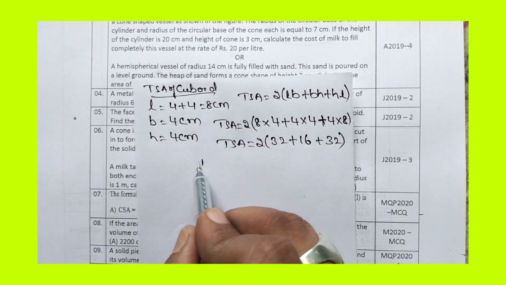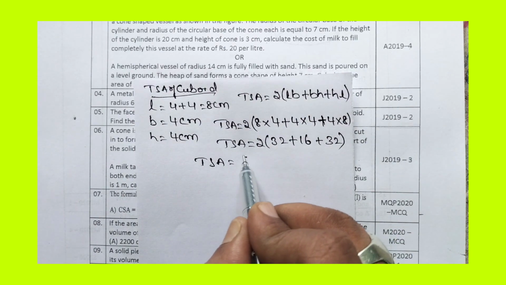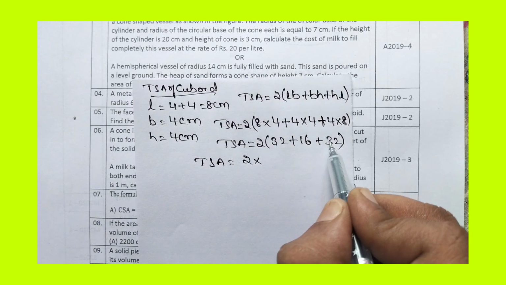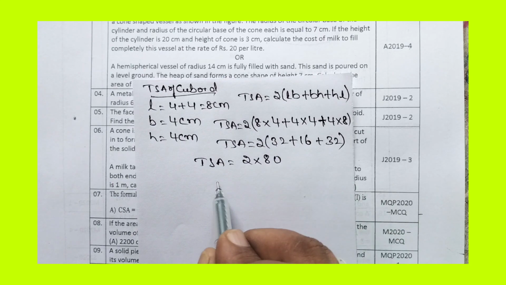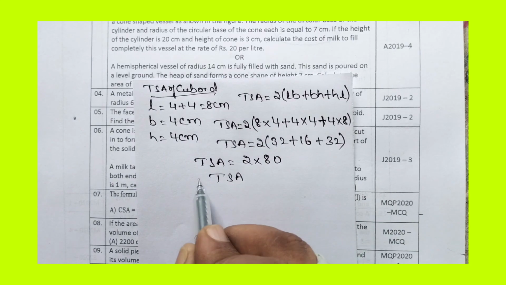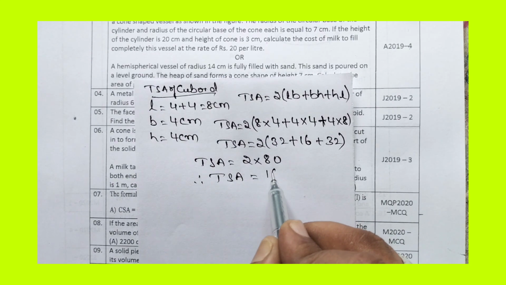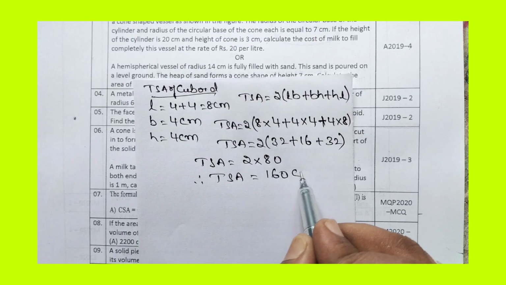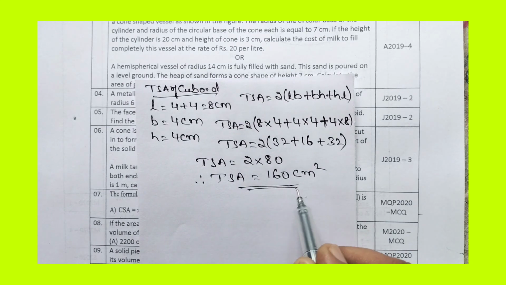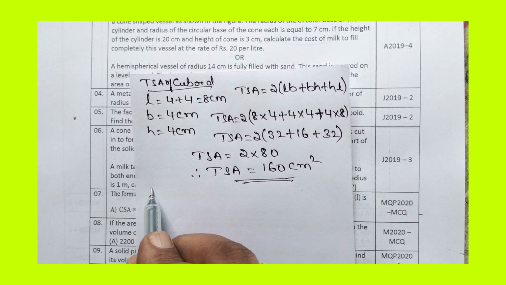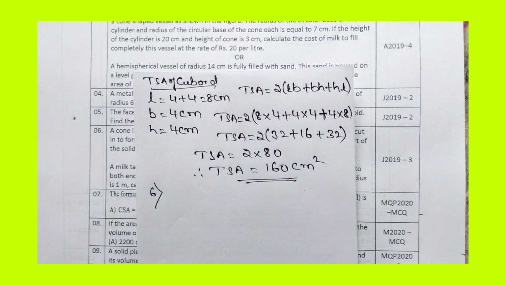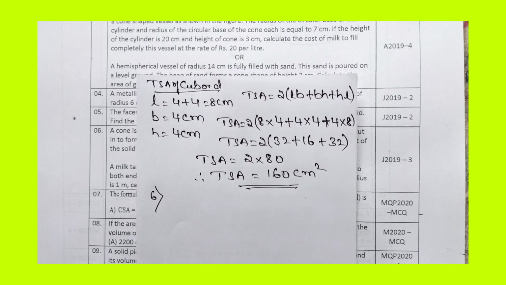So TSA is equal to 2 into, so 32 plus 32 is 64, 64 plus 16 is 80. So the TSA of a cuboid is equal to 2 times 80, which is 160 centimeter square. 160 centimeter square is the TSA of the cuboid. Now let us move to the sixth question.